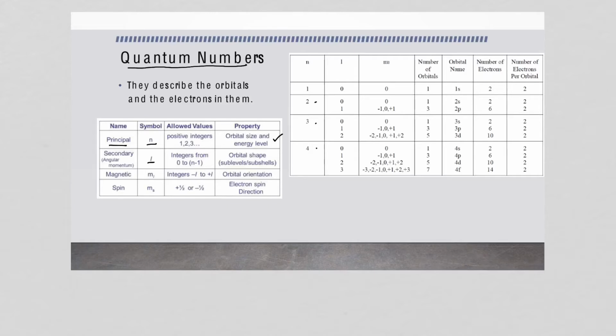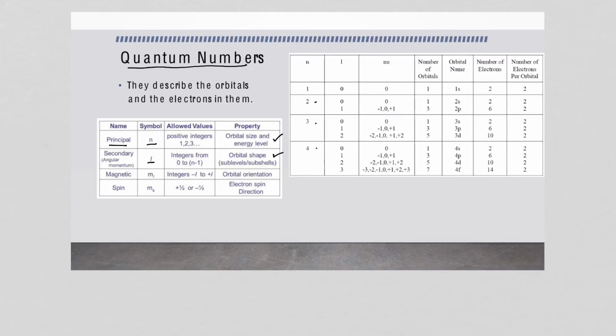If n is 3, you have between 0 and n minus 1, so 3 minus 1 is 2, and you have the integers 0, 1, and 2, etc. So L can have all the possible values between 0 and n minus 1. Now, this is where we start to see the patterns. L represents what are sometimes called the sublevels or subshells, but I like to think about it as the orbital shape.